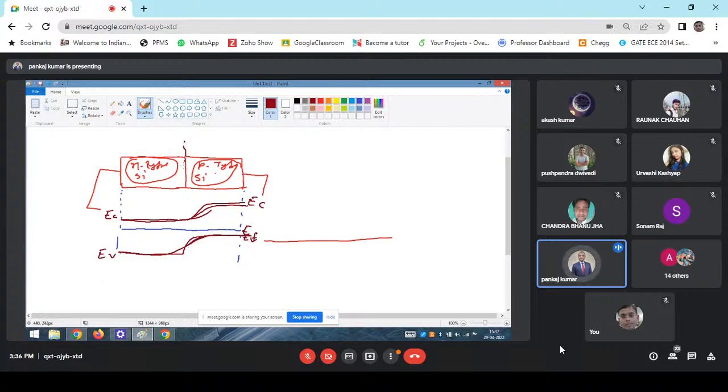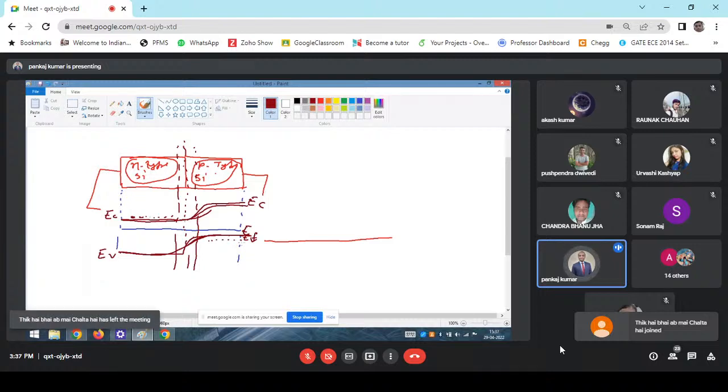What is this? This is your diode. Okay, and this is your junction, right? Now you see here the concentration of electrons at this side is high, and the concentration of holes at this side is high. So once we make the junction of a semiconductor, what will happen?